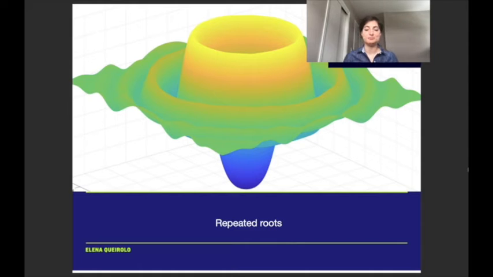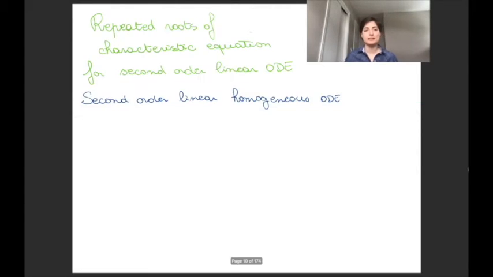Let's barge in. First topic of this week is repeated roots. So we're taking a second order linear homogeneous ODE, we're building the characteristic equation, and we find that the characteristic equation has repeated roots, so two real roots that are the same. We're going to try to see what the fundamental set of solutions is in this weird case.